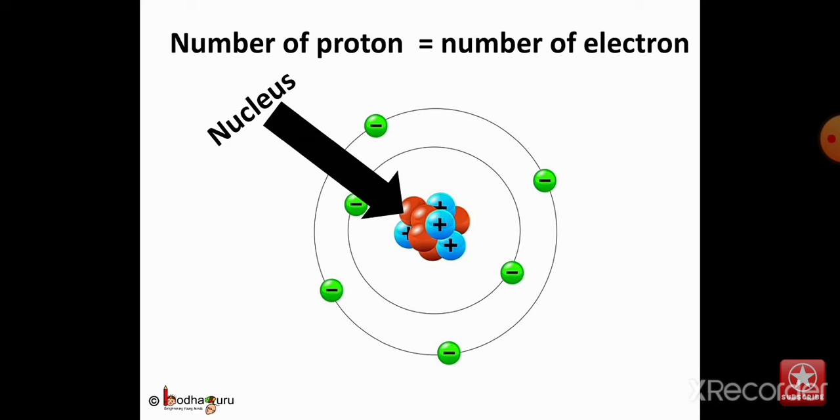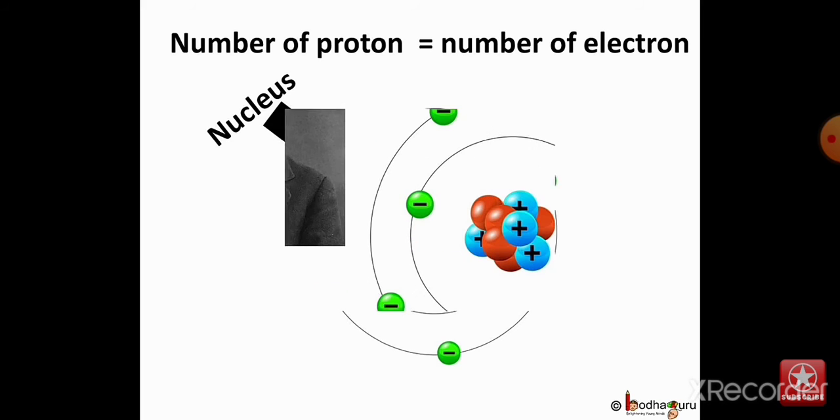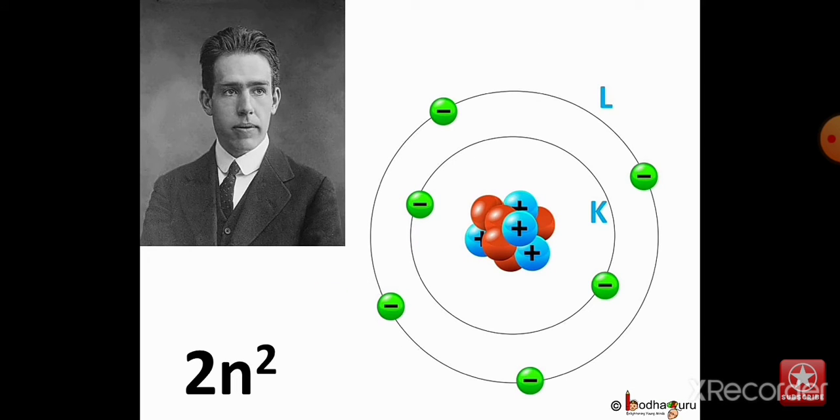Number of protons is equal to number of electrons. In the nucleus, neutrons and protons are present and electrons move around the nucleus. A is the mass of the atom, therefore it is given by the sum of the mass.